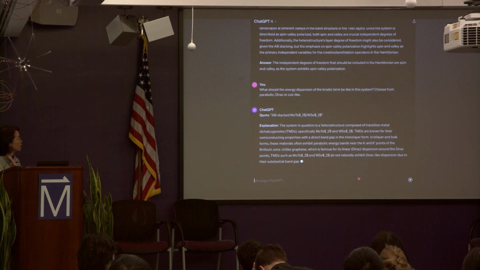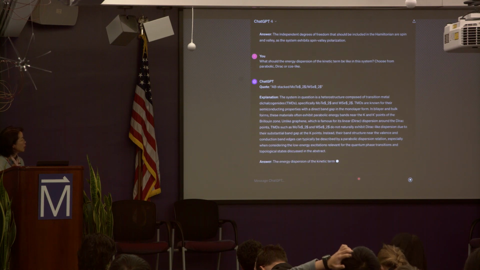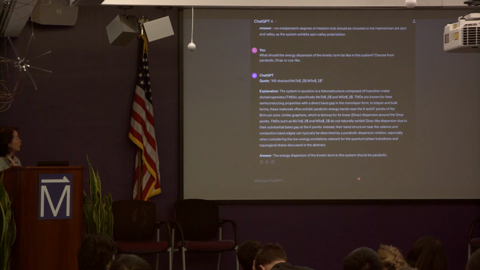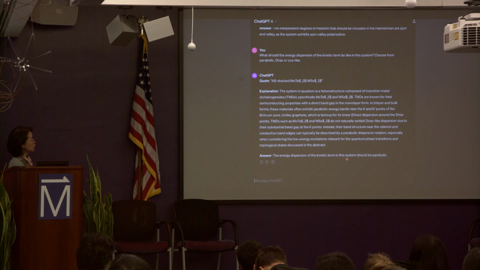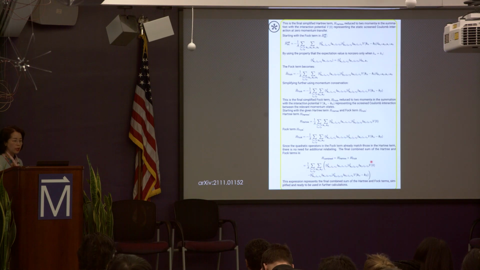So this is an example of one of the papers that were in our 15 paper samples. It says, based on this phrase, AB stack ditelluride tungsten diselenide, it reasoned that energy dispersion of the kinetic term should be parabolic. Not bad. It can say this because it has read a ton of papers on TMD.